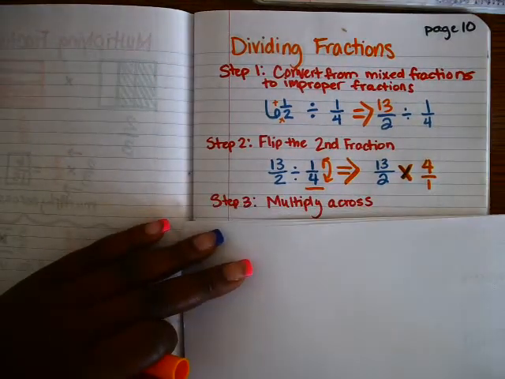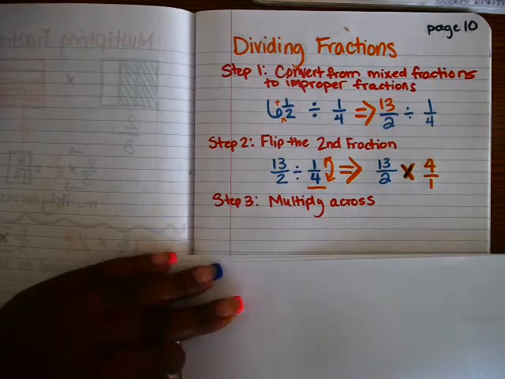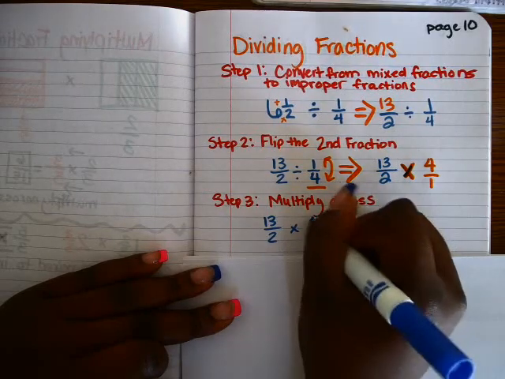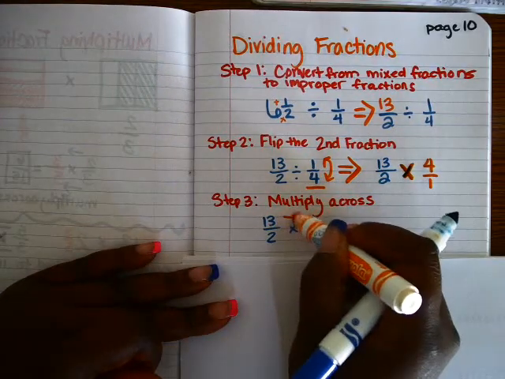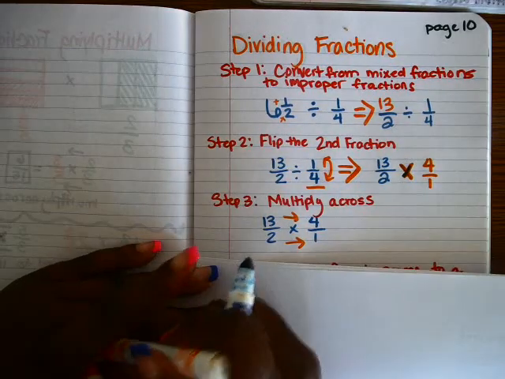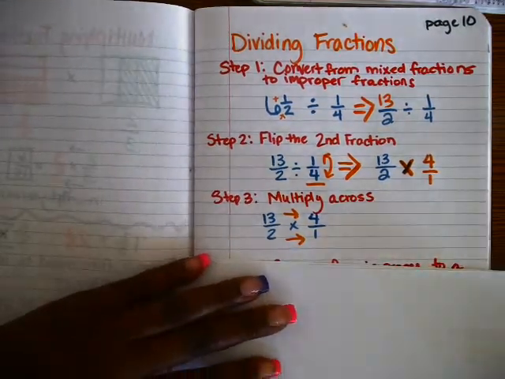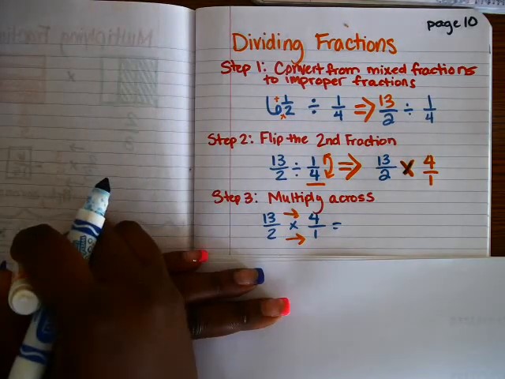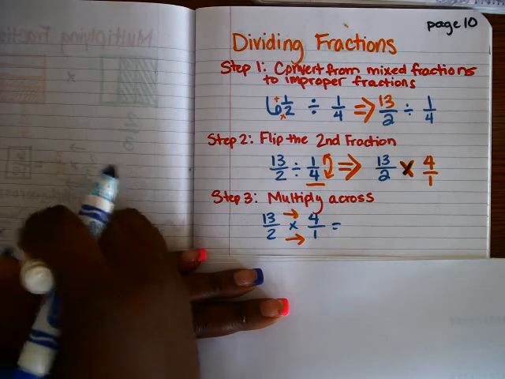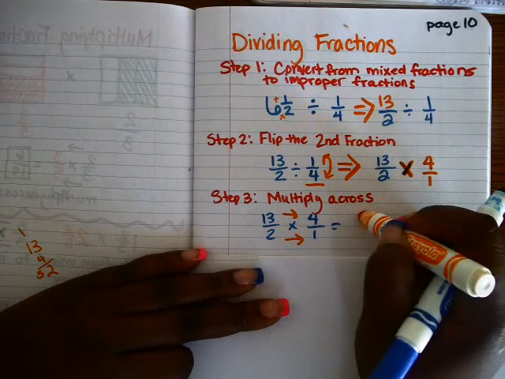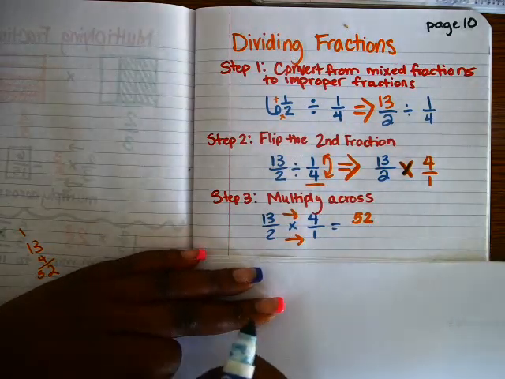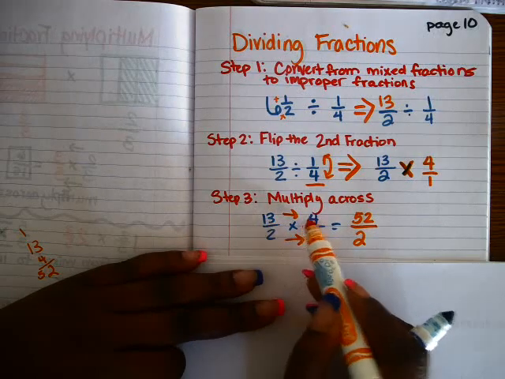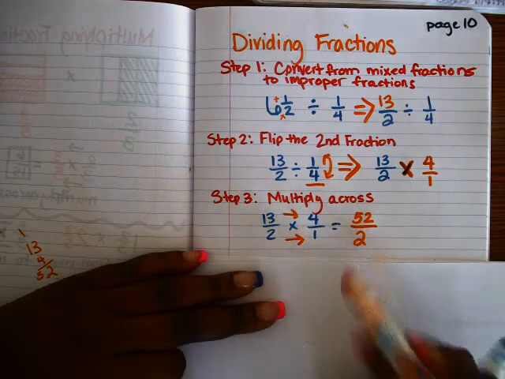Our third step is, now that it's multiplication, we multiply across. So 13/2 times 4/1. 13 times 4, I'm going to do a little side note because sometimes I forget, which is 52, over 2 times 1, which is 2. And we just multiply across. 13 times 4 is 52. 2 times 1 is 2.